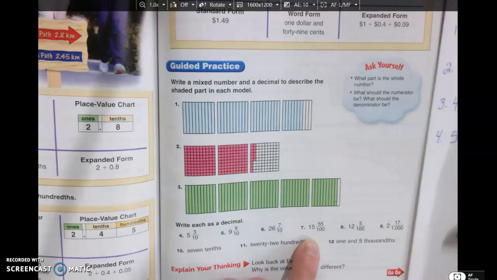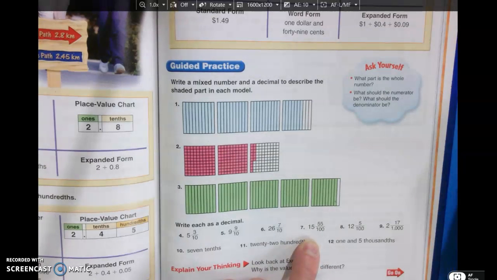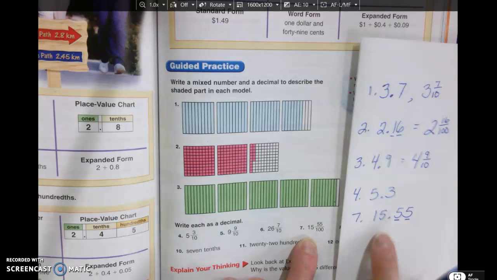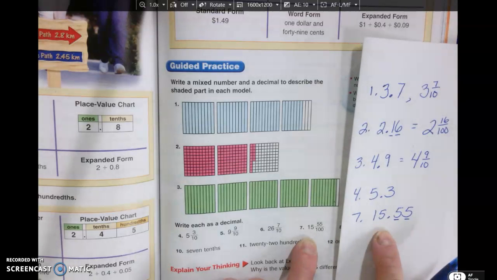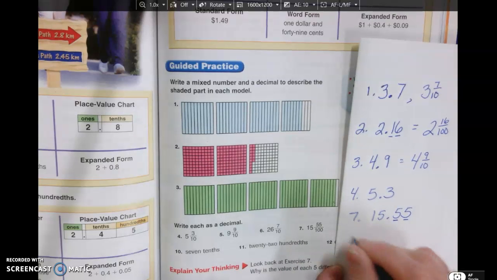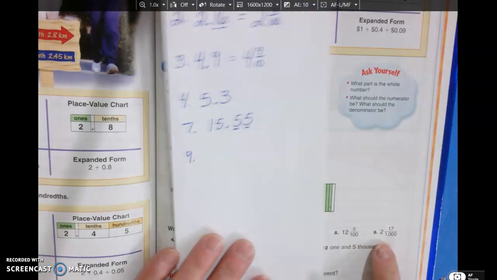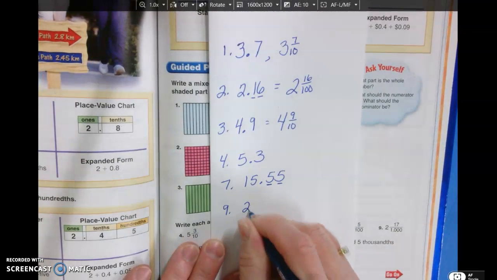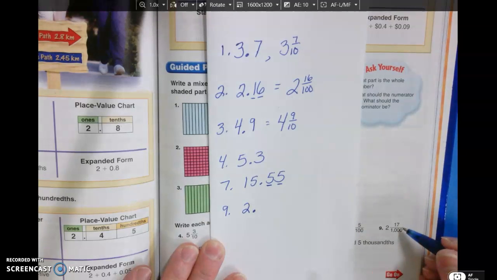I'm going to jump to number 7 because that looks a little bit different. 7 is 15 and 55 hundredths. Remember, if I see 100 in the denominator, I have to reach in 2 places to the right of my decimal. If I see thousandths, maybe we'll do number 9, you have to have 3 digits. So the correct answer for number 7 looks like it's 15 and 55 hundredths. And then what about those thousandths? Number 9 says I have 2 complete somethings, squares or whatever you want to think about, and my fractional piece is 17 thousandths.